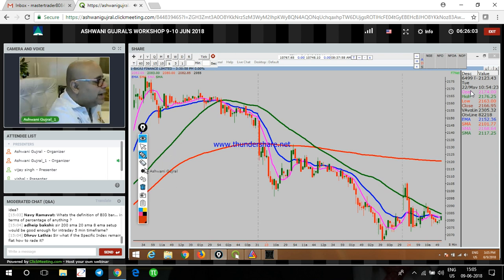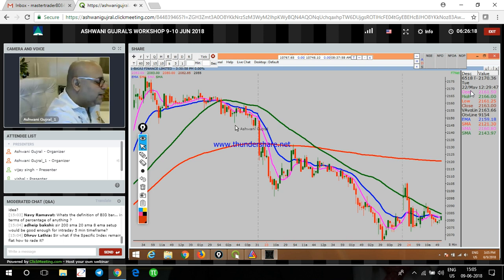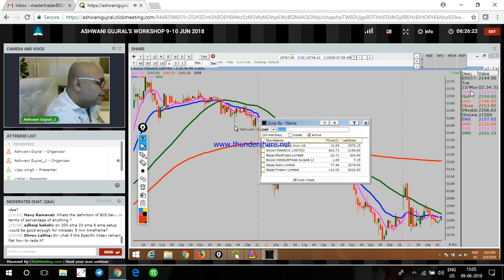Heikin-Ashi, according to me, adds no value, because if it's a trend, you should be able to make it out from other charts also. Heikin-Ashi is nothing. It takes 50% of the previous bar, and if the next bar is stopping above 50%, it will show you a bar, otherwise it won't.